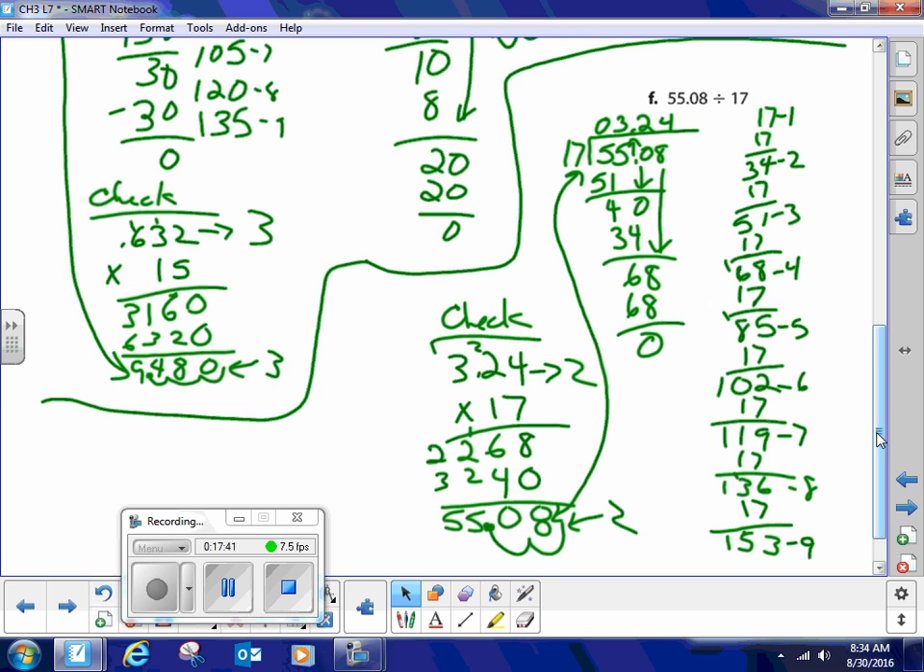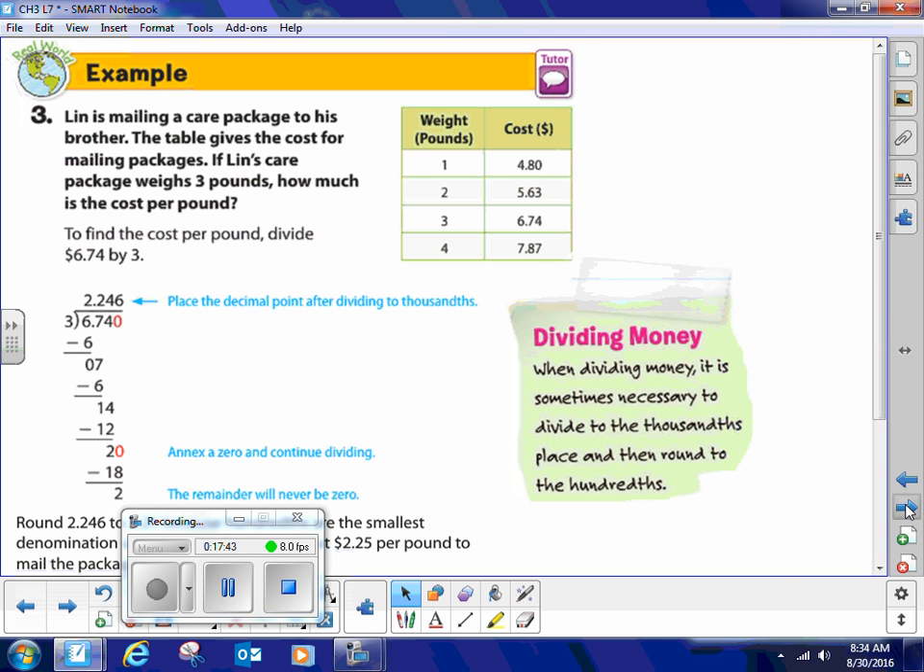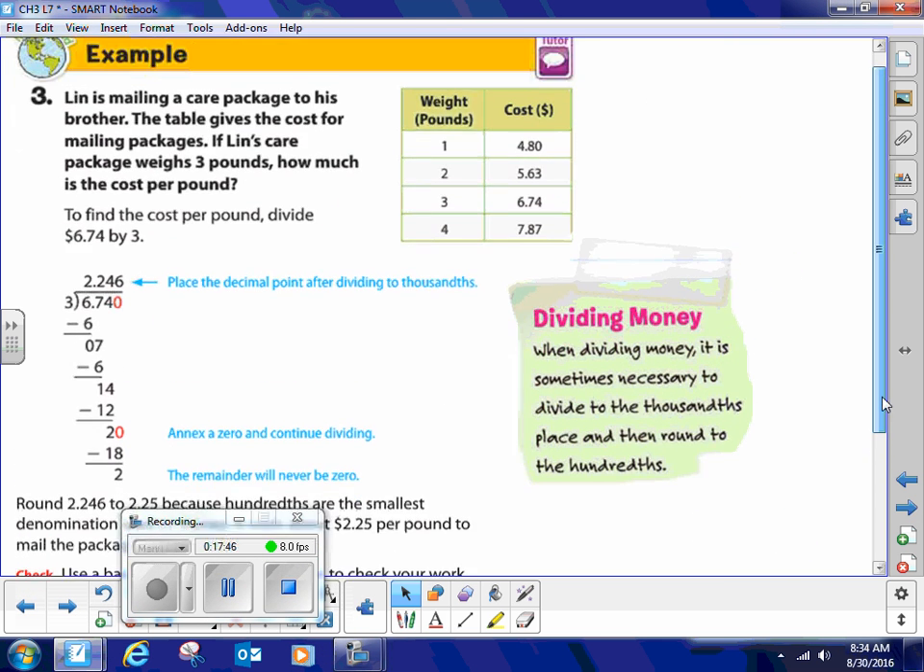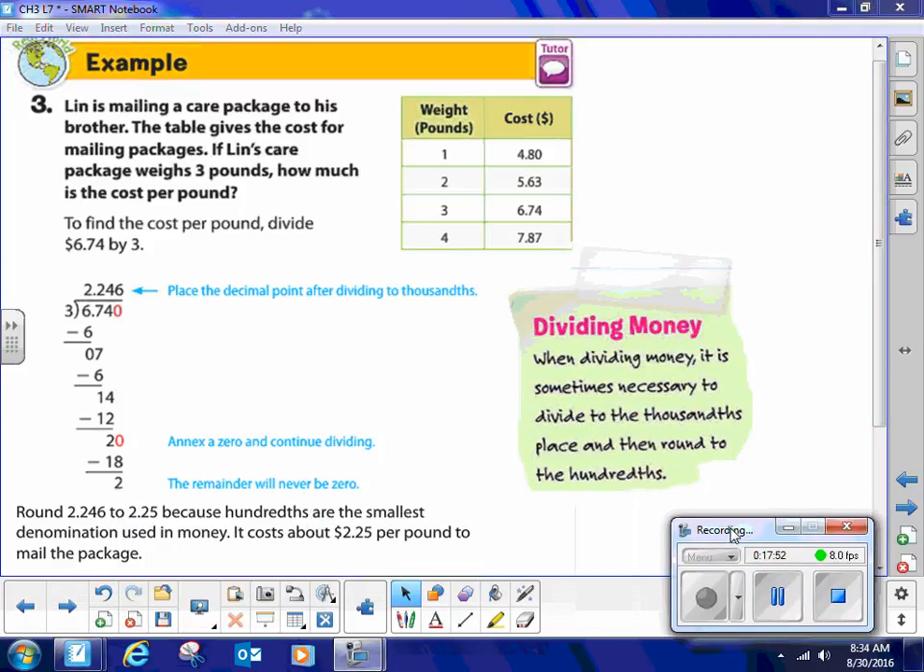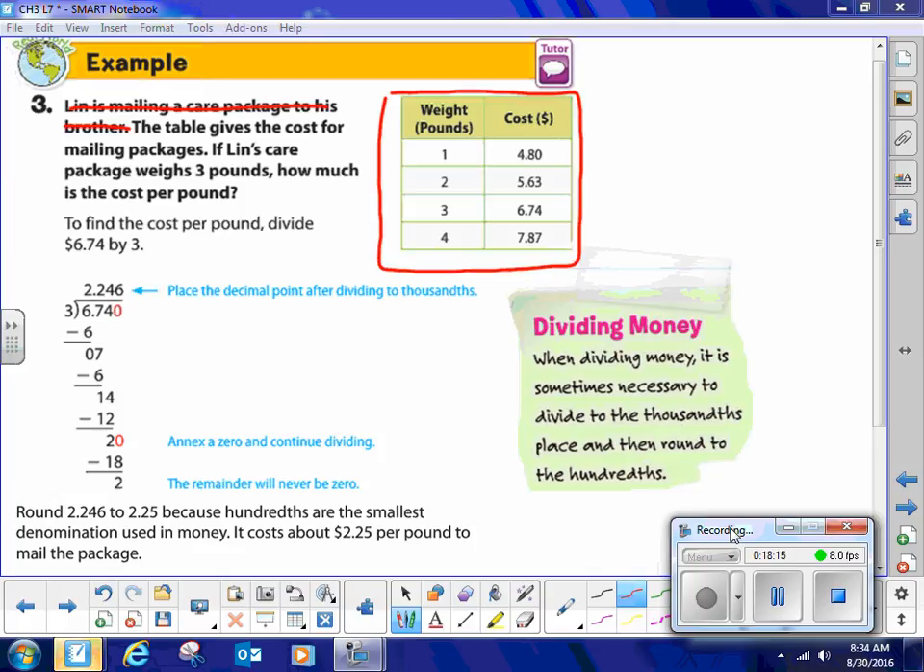All right? Okay. Last but not least, they have a real-world example here that I want to show you. Move this thing out of the way. Example. Lynn is mailing a care package to his brother. If I was doing this and I wanted to be all cool about it, I don't care what Lynn's doing. Information I don't care about. The table gives the costs for mailing packages. That's good. Okay, so now we're looking over here. Now that we know that, I don't need to know that anymore.